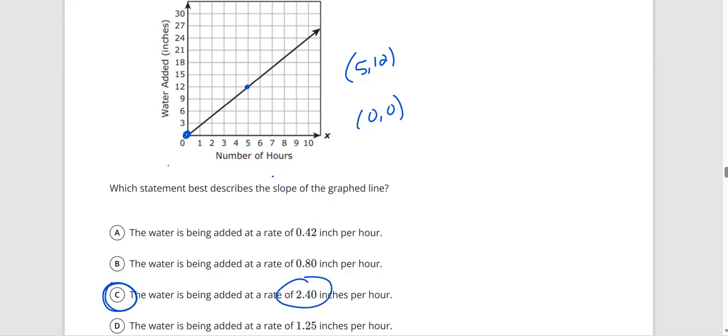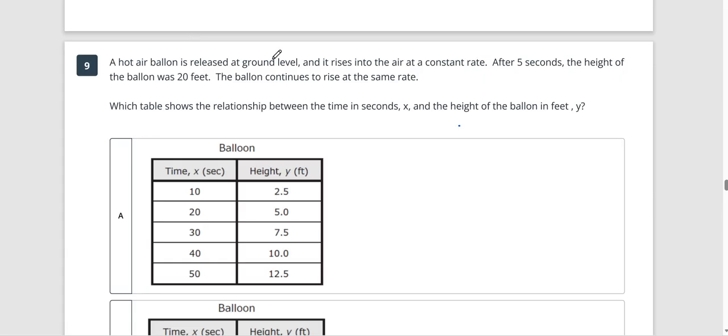Boom. Easy stuff. Okay, a hot air balloon is released from the ground. So that means the ground is 0, 0. The beginning time is 0, 0. And the constant rate is 5 seconds, a height of 20 feet. So 0, 0, and then 5 seconds. X is always your time. And then 20 feet.